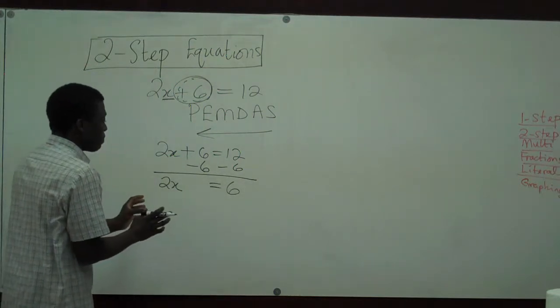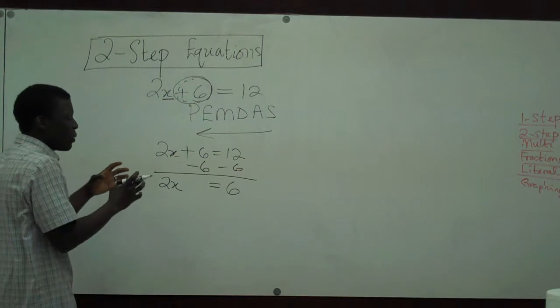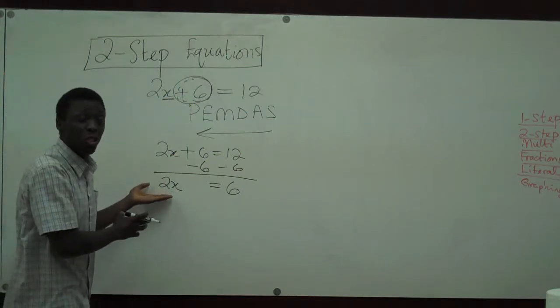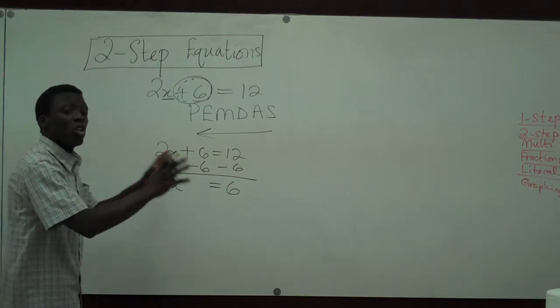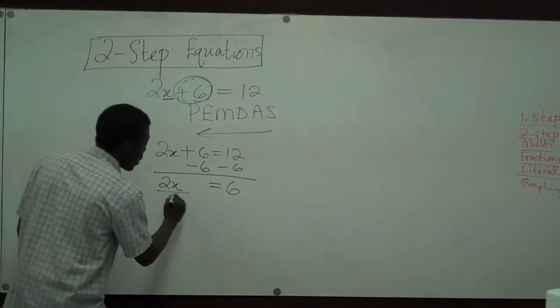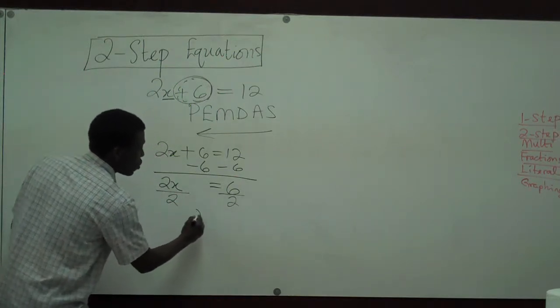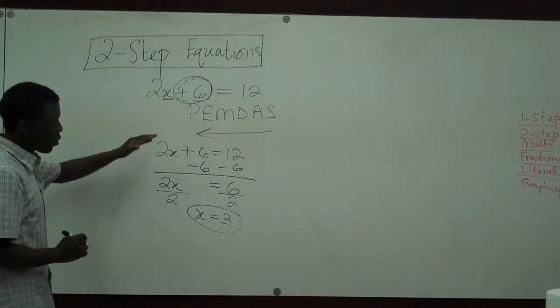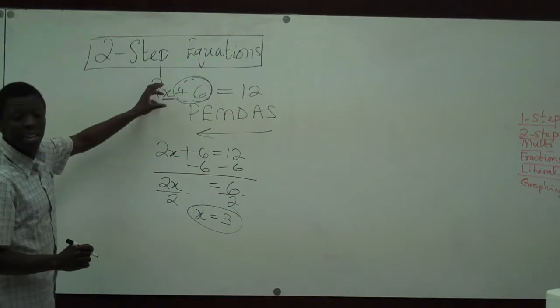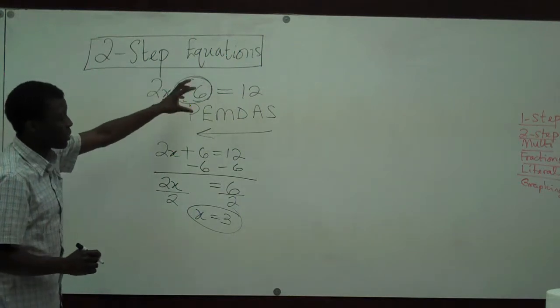Now notice that it has come down to a one-step equation, which you should know how to tackle. If you understand one-step equations, you'll be able to do two-step equations. And so we're going to divide both sides by 2. So x is equal to 3. Very important to note. Again, you can plug that 3 back in. You get 2 times 3 is 6. 6 plus 6 is 12.